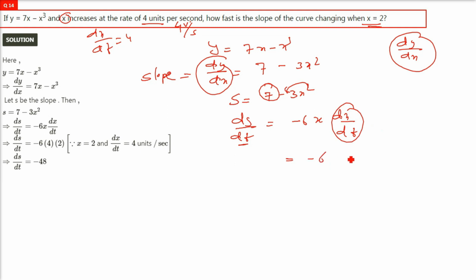So minus 6, x is 2, because it is saying how fast is the slope of the curve changing when x equals 2. Just put this value, you'll get negative 48. And just write unit per second. You have to write this. You cannot just leave this. ds by dt is the rate of change of slope, m, tan theta.